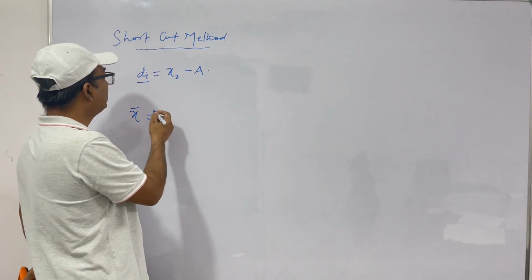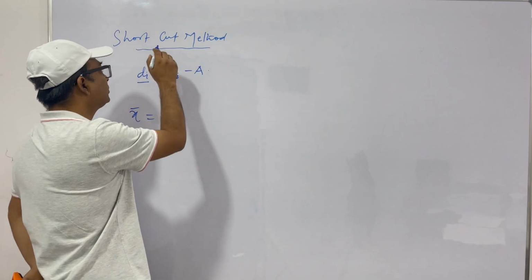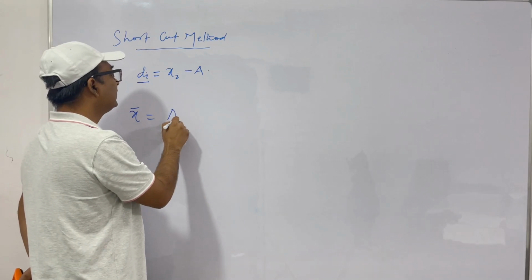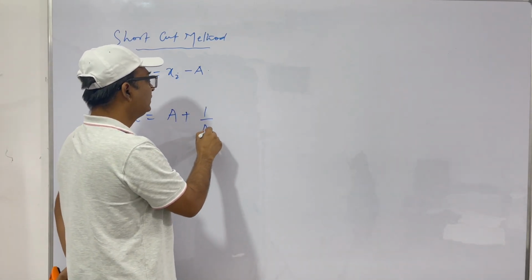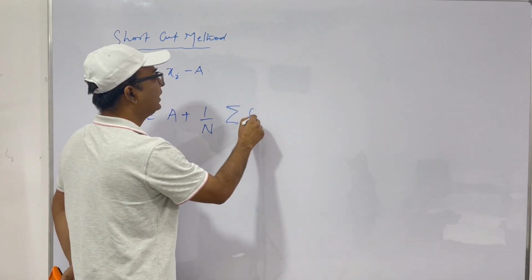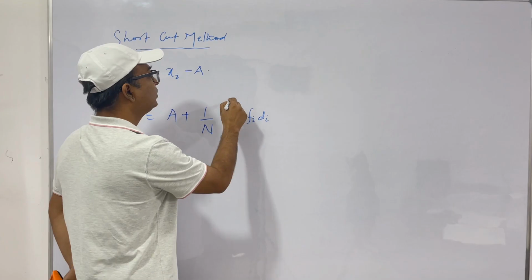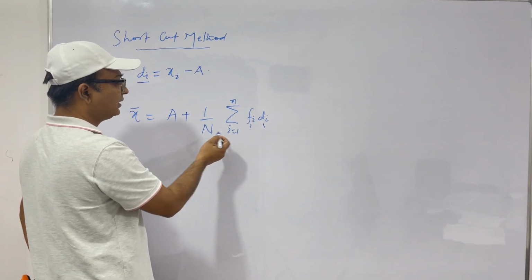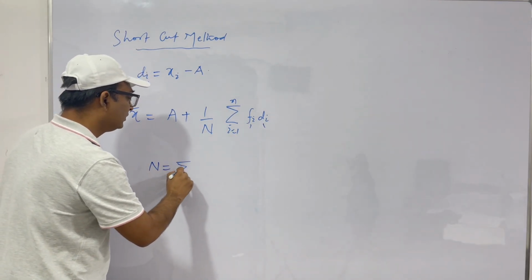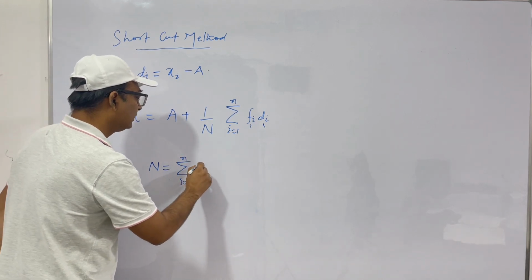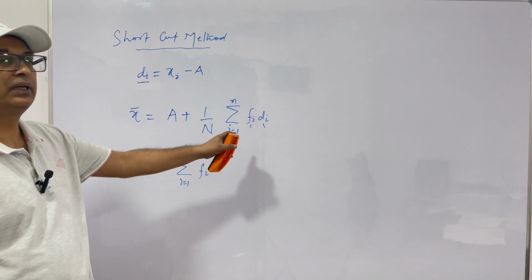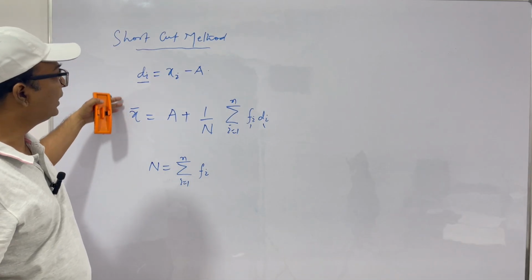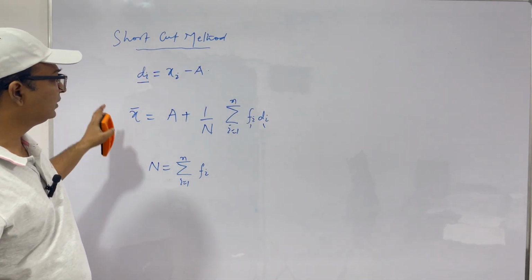So how do we calculate arithmetic mean by the shortcut method? If di is xi minus a, then the arithmetic mean is a plus 1 by n, summation fi di, i equal to 1 to n. What is fi? It is the frequency. Di is the deviation. N is the sum of all the frequencies, f1 plus f2 plus f3 up to fn. So this is the definition of arithmetic mean by the shortcut method. I think this is clear to you.